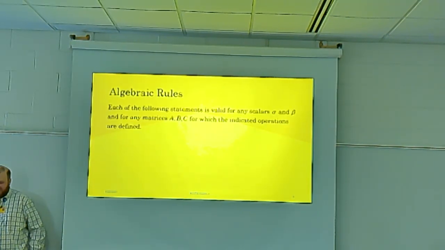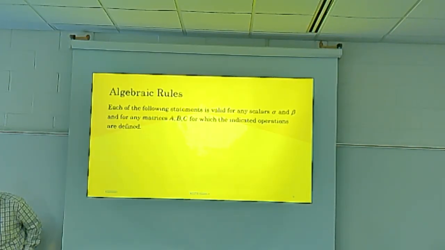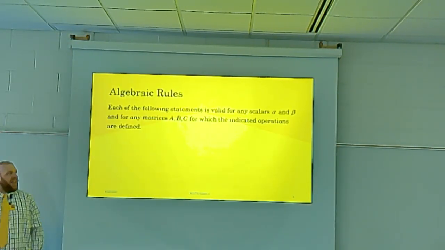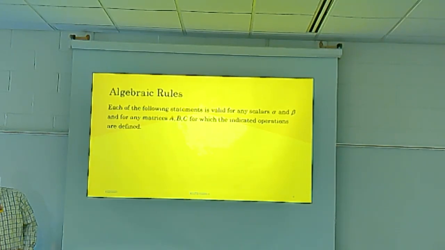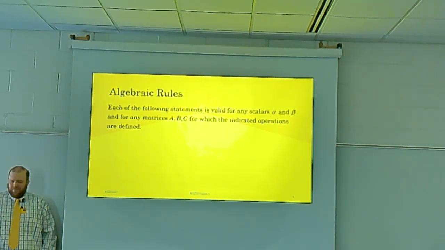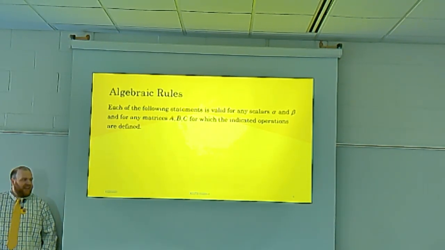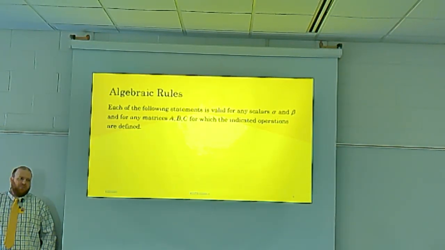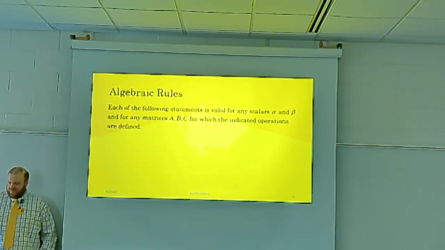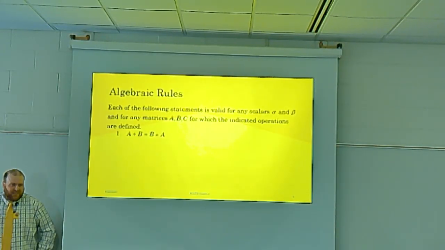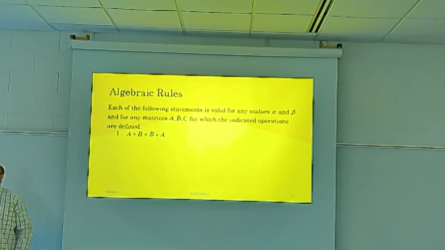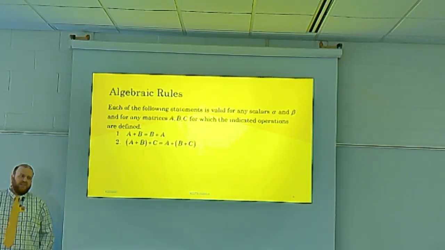Algebraic rules. Each of the following is valid for any scalars alpha and beta and any matrices A, B, and C for which the indicated operation is defined. So we're assuming that your matrices A, B, and C will have the appropriate sizes. Matrix addition is commutative, right? A plus B and B plus A are the same. It's also associative. So you maintain commutativity and associativity for matrix addition.